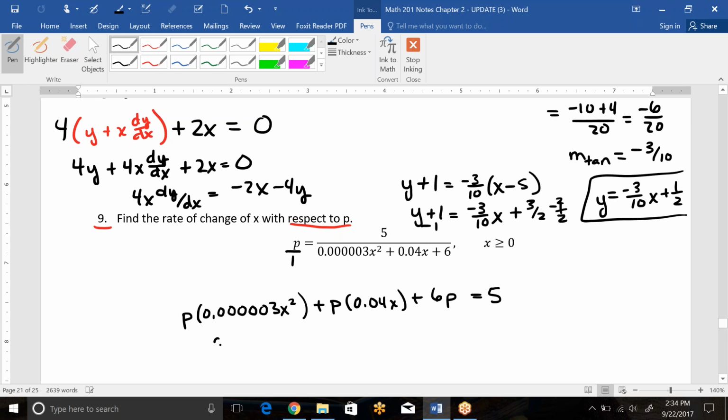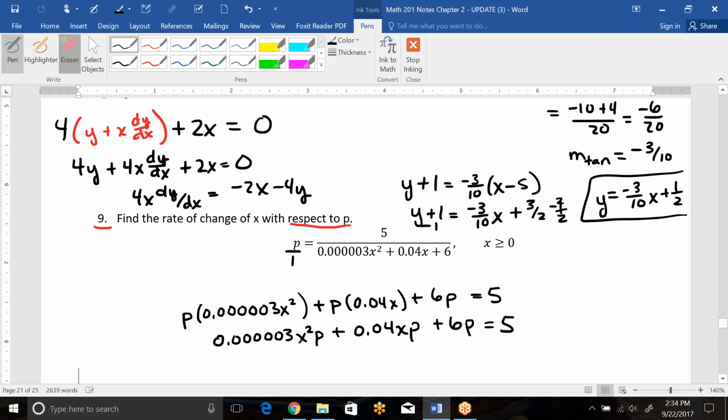Okay, so if we work that out, that'd be 0.000003x squared p plus 0.04x p, and then plus 6p equals 5, just making it look a little bit neater. Okay, and then I want to take the derivative with respect to this. Actually, no. Let's go back one step.